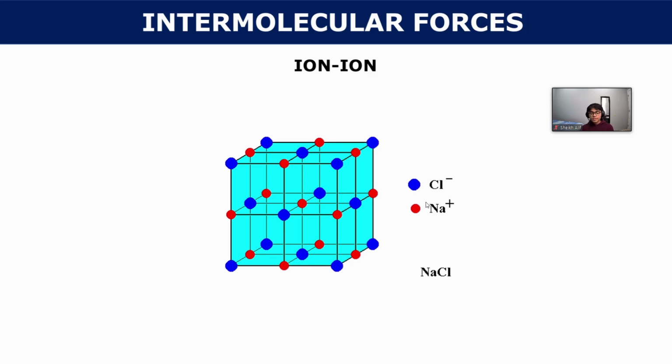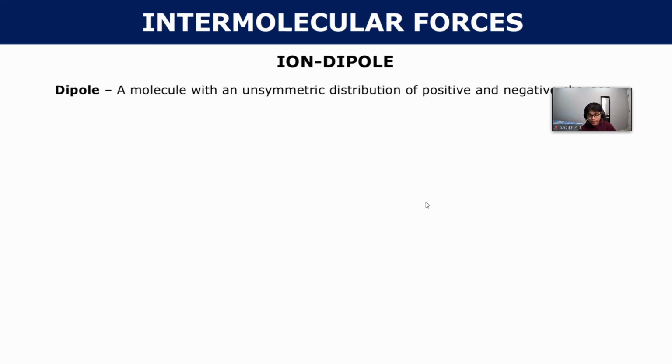Ion-ion is one of the most simple ones. It's purely Coulombic, in that a negative particle is going to be attracted to a positive particle. These are going to be your ionic solids, such as NaCl. Basically you have these negative charges being attracted to these positive charges. And since it's purely Coulombic, that's why ion-ion attractions are going to be your strongest intermolecular forces. So pretty simple. Let's move on to the next one, which is ion-dipole.